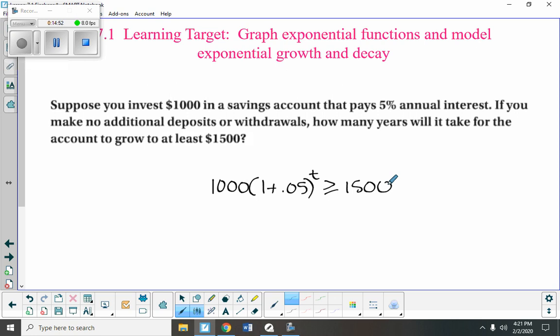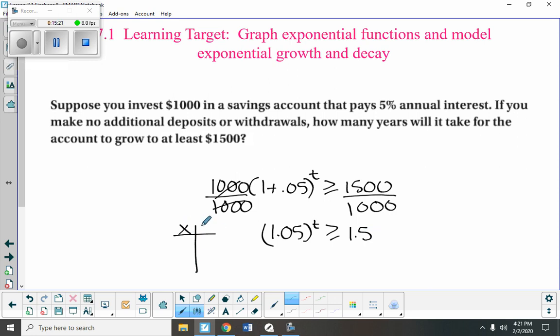Now we haven't talked about how to solve an equation when the exponent is a variable. We're going to be learning that later on. So right now, we're going to kind of have to do guess and check. So let's first get this value by itself. So we'll divide both sides by 1,000. And then right here, 1 plus 0.05 would be 1.05 to the t. And we want to know when that is greater than or equal to 1.5. So let's just make an XY chart and plug in some numbers.